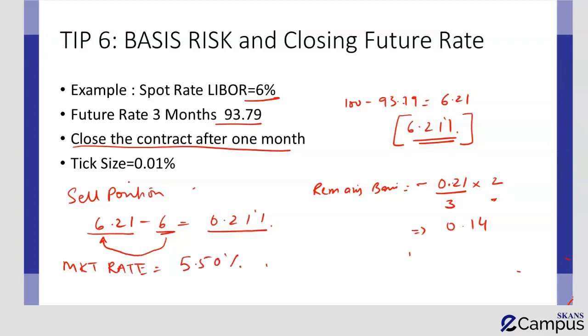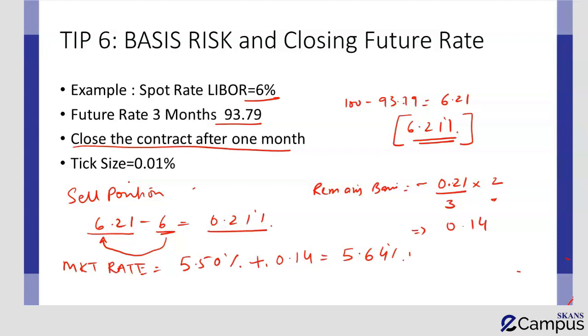So I'm closing the contract after 1 month. After 1 month, the market rate is 5.5%. Since the interest rate is increasing from 6 to 6.21%, I will be adding the remaining basis of 0.14 and I will write 5.64%. Now I will see what is the gain from this contract?